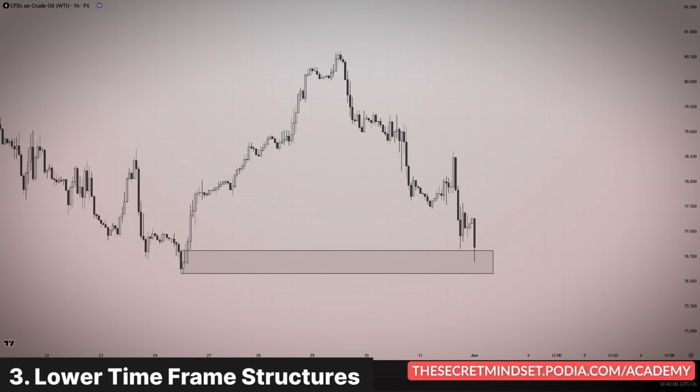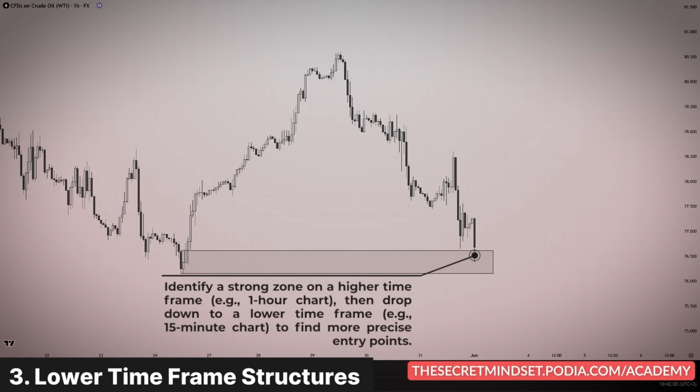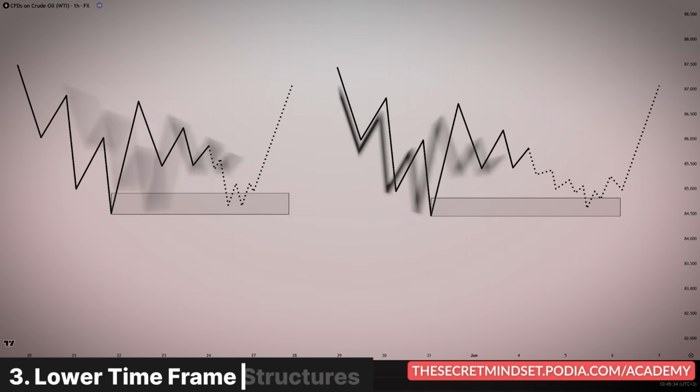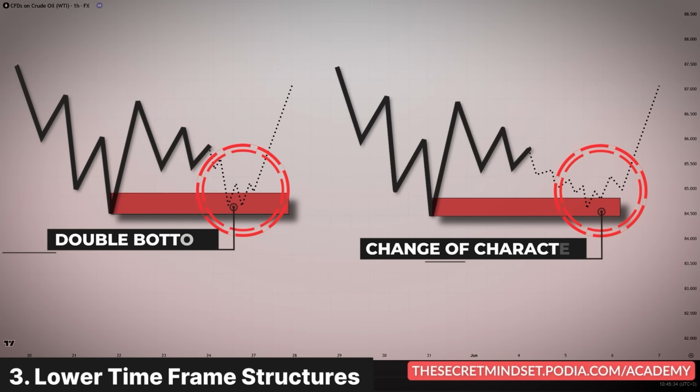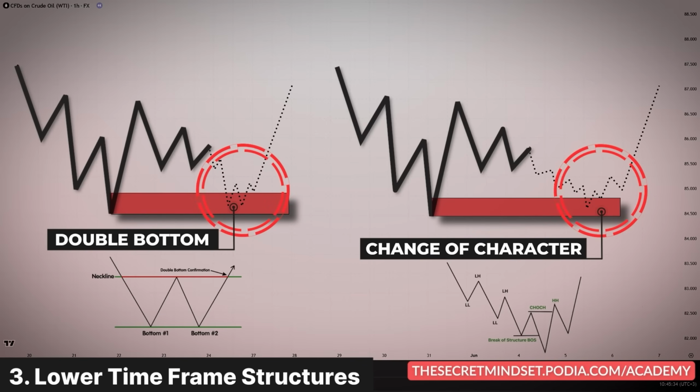Another technique you can use to fine-tune your entries is to look for specific structures on lower time frames. For example, let's say you've identified a strong demand zone on the 1-hour chart, but you want to get more precise with your entry. Instead of just buying blindly at a level, you could drop down to the 15-minute chart and look for a reversal pattern, like a double bottom, or a change of character to form at the zone. In this way, you can often get a tighter entry with a better risk-to-reward ratio.